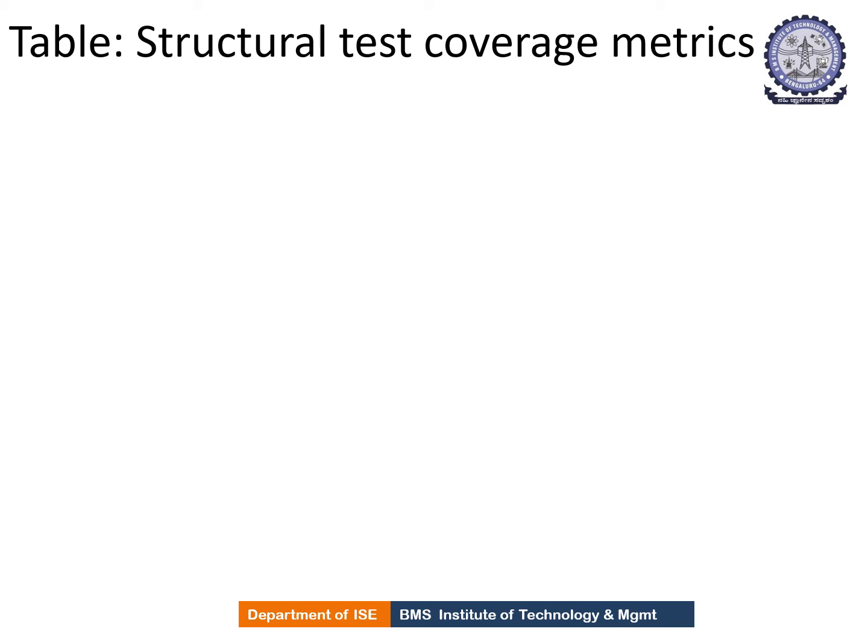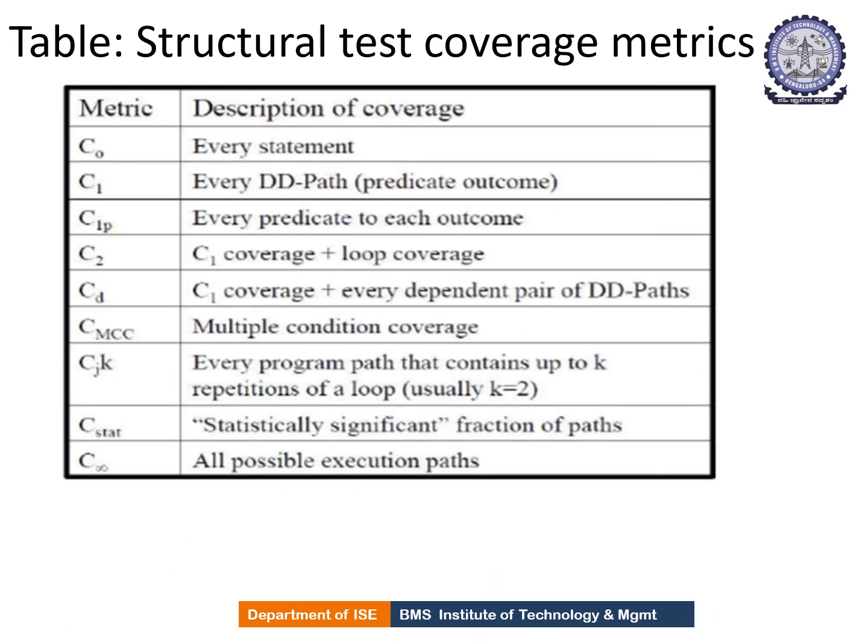Structural test coverage metric is one of the important methods to ensure that we are trying to cover all the cases. C0 is every statement, whether we execute it or not. C1 is every DD path with predicate outcome. C1P is every predicate to each outcome. C2 is C1 coverage plus loop coverage. CD is C1 coverage plus every dependent pair of DD paths.